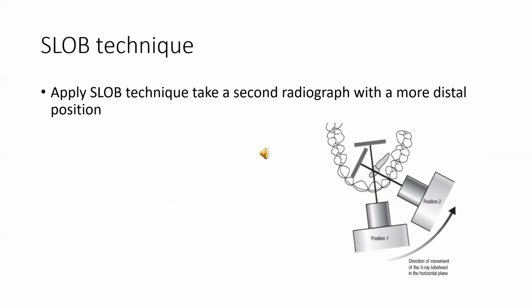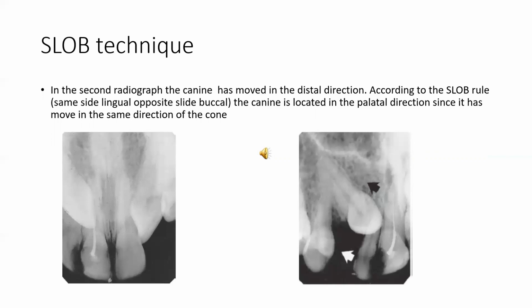Now it is not a strict rule. It is left up to the operator. If you want to move in the mesial direction, you can move in the mesial direction, but I prefer to move in the distal direction. So you move in the distal direction as shown in the image, and then you take the second radiograph. That's important, that you move in the distal direction. Now you took the second radiograph, you have done the processing, and the second radiograph is ready.